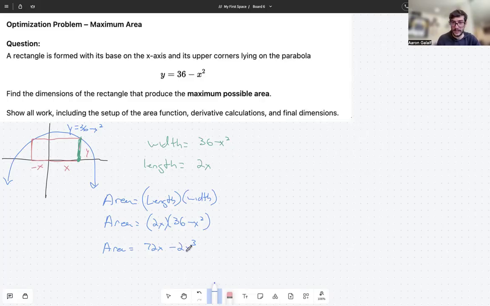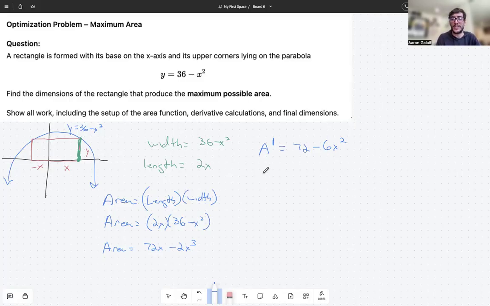Okay, perfect. So in order to find the maximum area and how to optimize this, we're going to need to take the derivative of the area and set it equal to 0. So here we go. Let's go for it. We're going to take our area and derive it. Area prime is equal to the derivative of 72x, which is just 72, drops the x. Negative 2x cubed becomes: multiply the 3 in front, subtract one from the exponent. That's what we have. Perfect.